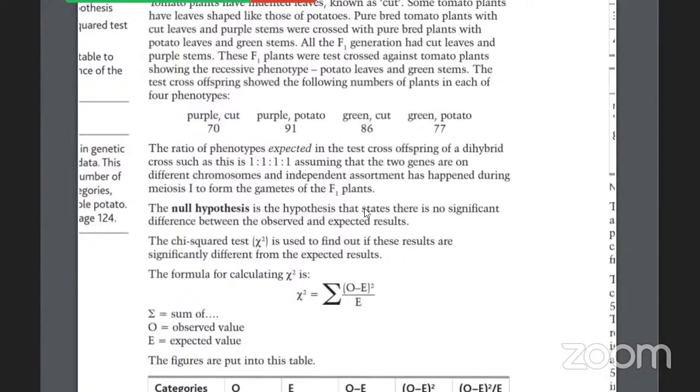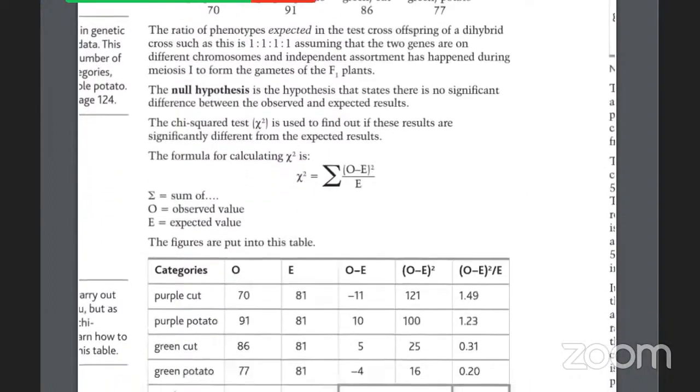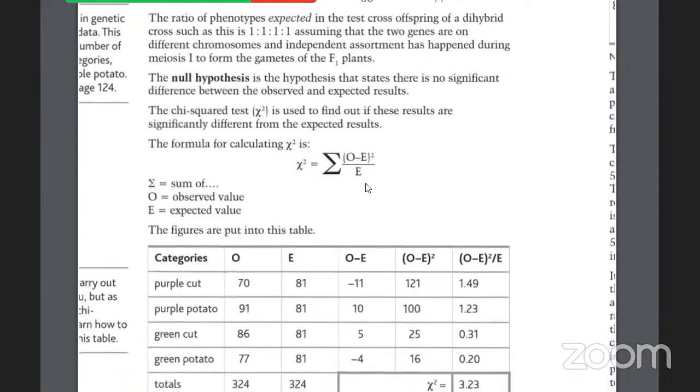And their null hypothesis, you're always going to say there is no significant difference between the observed and the expected. Yes, I'm going to do genetic engineering shortly. Based on the data provided, we are going to work out the observed minus expected. So here you have the category. The observed was 70. The expected was 81.